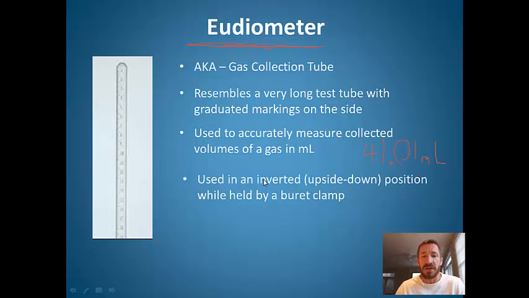Now the other thing is we're going to use this in an inverted or upside down position, and we're going to hold it with a burette clamp. We're actually going to do this part of the experiment in the sink. So we have these big rubber stoppers we're going to put in the sink, and the eudiometer will be placed inside the sink where it will collect the gas.